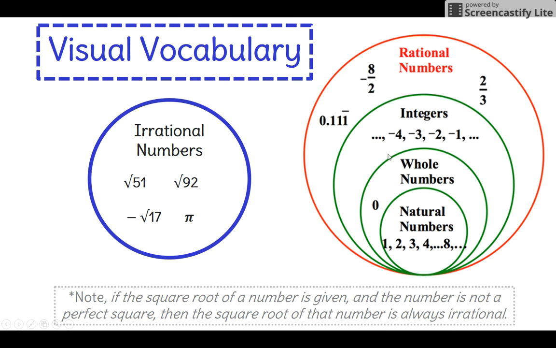All right, okay, so feeling okay about this? If you need to pause, you can pause right here. I'm going to go on in 3, 2, 1. One thing that you need to note is if the square root of a number is given and the number is not a perfect square, then the square root of that number is always irrational. Once again, if the square root of a number is given, so for example, square root of 51, and the number is not a perfect square, then the square root of that number is always irrational.